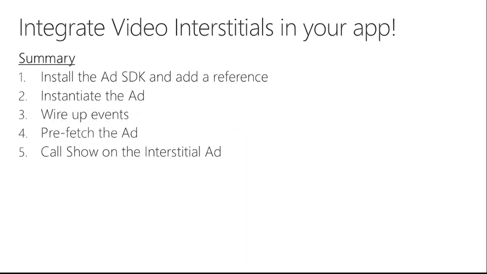To recap the 5 steps, step 1 is to install the ad SDK and add a reference, instantiate the interstitial ad, wire up the 4 events, prefetch the ad, and call show on the ad.